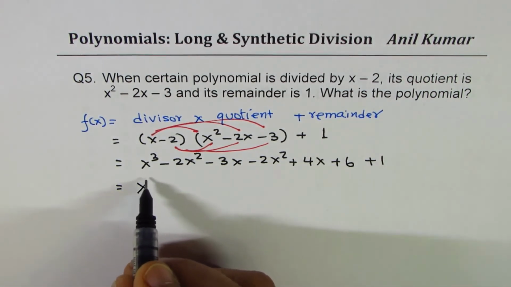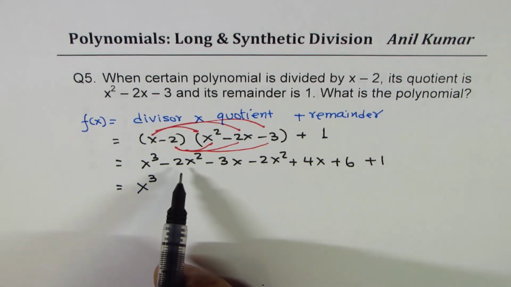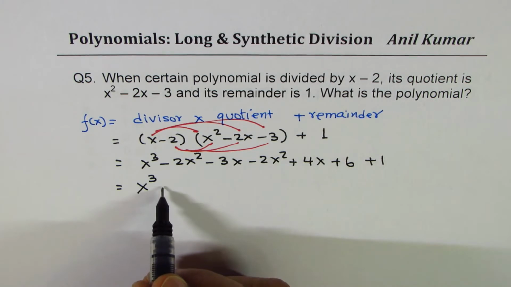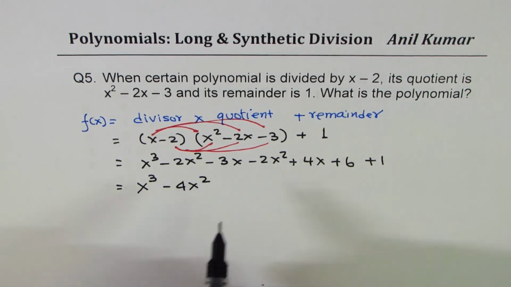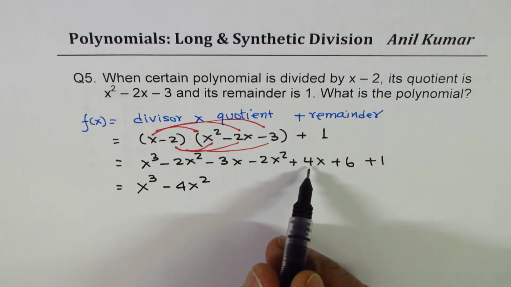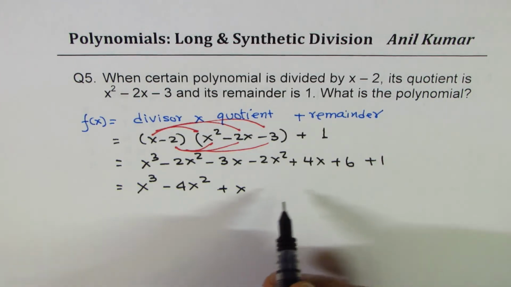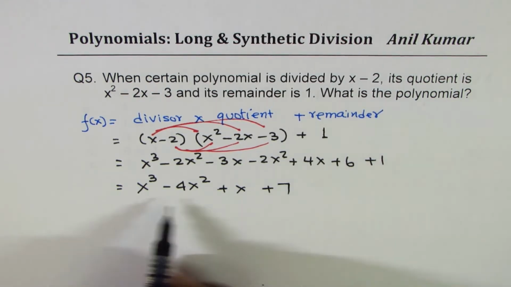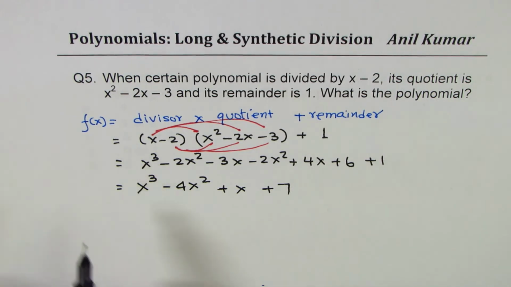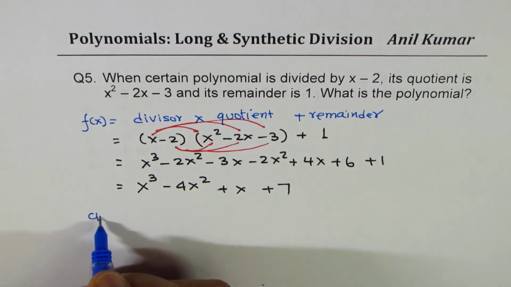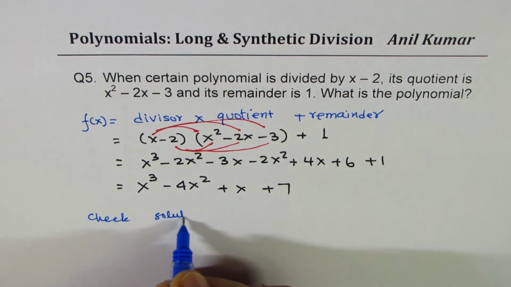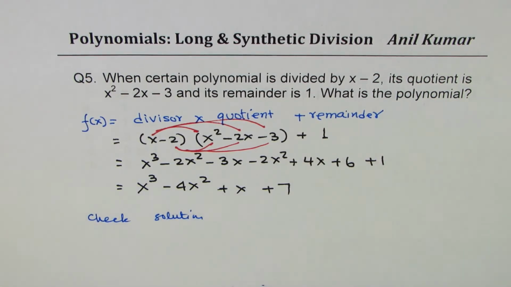Let's rearrange, combining like terms. X cubed, as far as x squared terms are concerned, minus 2 and minus 2 gives us minus 4x squared. The x terms, we have minus 3 and 4, which is plus x. Constants, 6 plus 1 is 7. So that becomes the function as such, right? So that is how you get your function. Now as an exercise, I'd like you to check the solution. How could you do it? You could divide this function by x minus 2 and see if you get the required quotient from where we started. Reverse calculation.